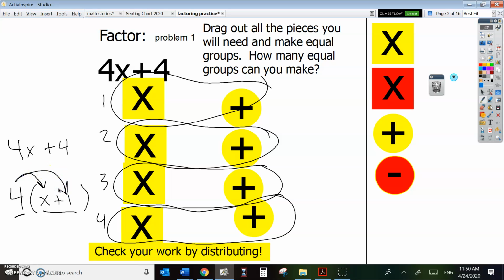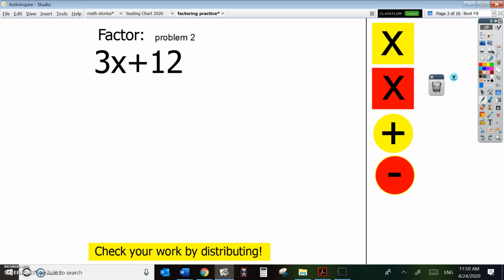So factor and distribute. 3x plus 12. You know that 3 and 12 have common factors. It's 3. And then 12 divided by 3 is 4, so 3 times x plus 4. Distribute to check. 3x plus 12. Yep.